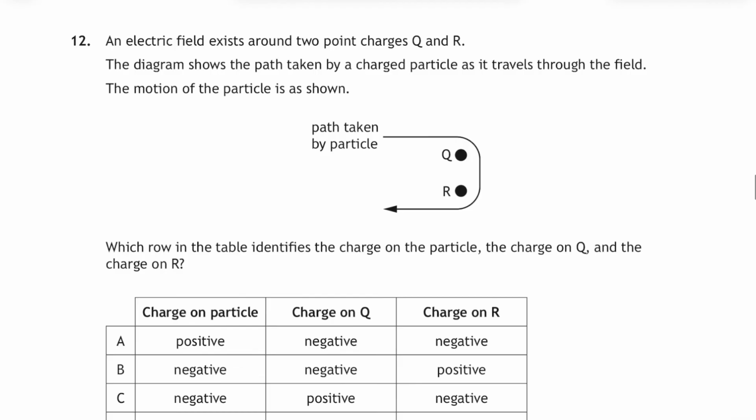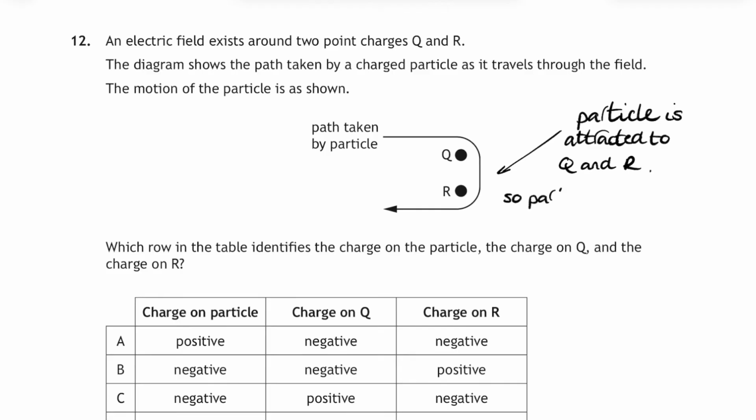Question 12. An electric field exists around 2 point charges Q and R, and the diagram shows the path taken by a charged particle as it travels through the field, and the motion of the particle is shown. And there we see a little diagram. The path of the particle is being attracted to Q and R. And if it's attracted to Q and R, it must have the opposite charge to particles Q and R. So if the particle's positive, Q and R must be negative.